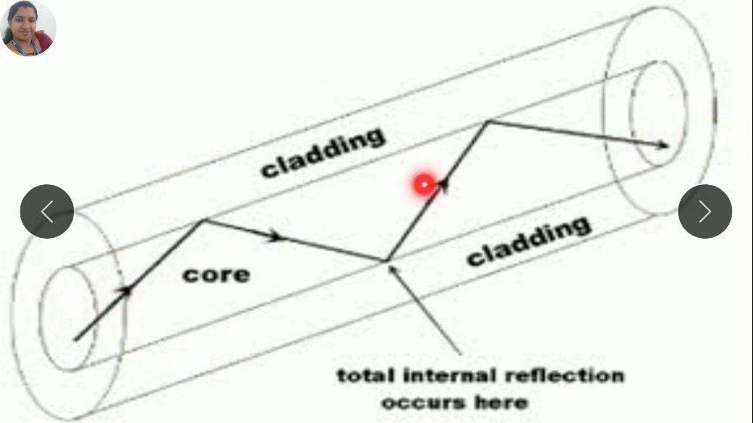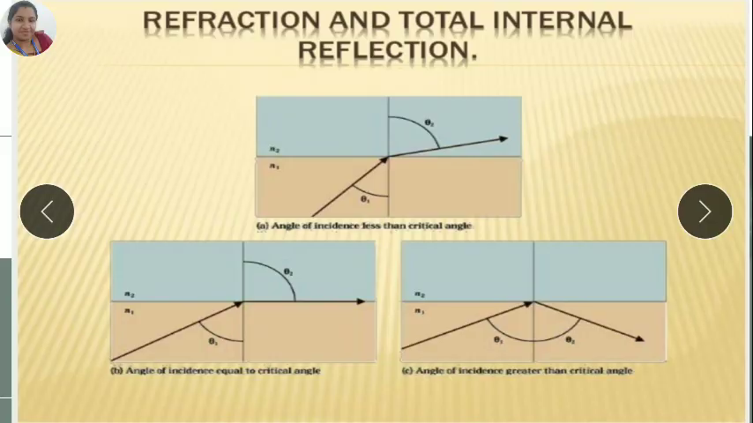The center portion is called the core and its refractive index is always greater than the refractive index of the cladding. This core is covered by a protective layer. That protective layer is termed the cladding. The refractive index of the cladding is always less than the refractive index of the core. The working principle of optical fiber is total internal reflection. Then we go to total internal reflection.